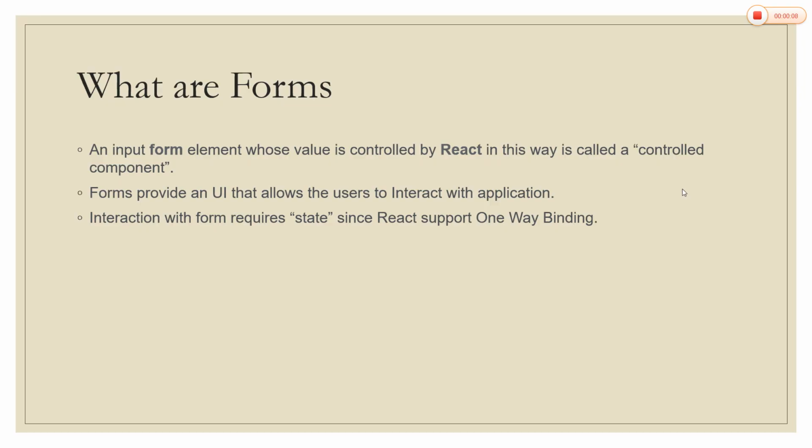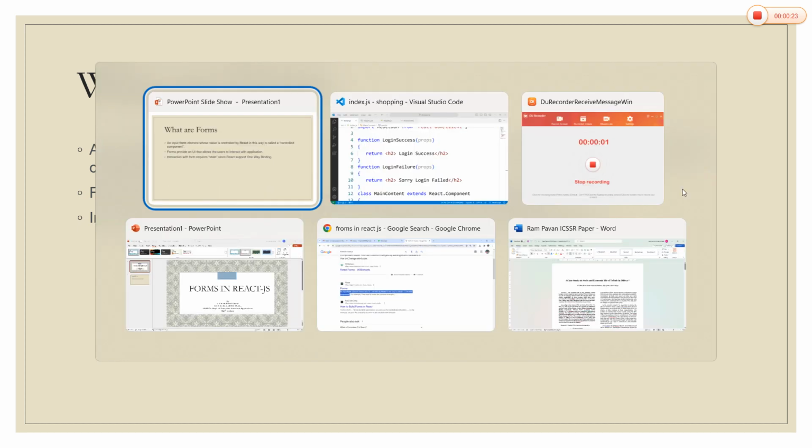Generally, a form is a controlled component, and a form can provide a user interface that allows users to interact with a number of applications. Since ReactJS supports one-way binding, while writing a form, we need React state. Along with functional components also, we require state. Now, I quickly open my VS Code.